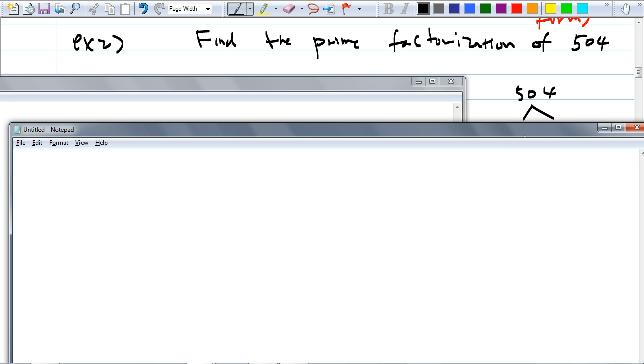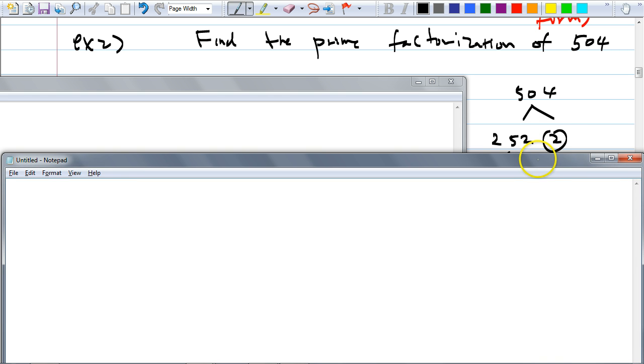What numbers go into 504? Let's do the easiest one. What has to go into 504? Since it's even, you know this number has to go in. What's the rule for even numbers? 2 has to go into an even number, isn't that right? 2 times what gives you 504?